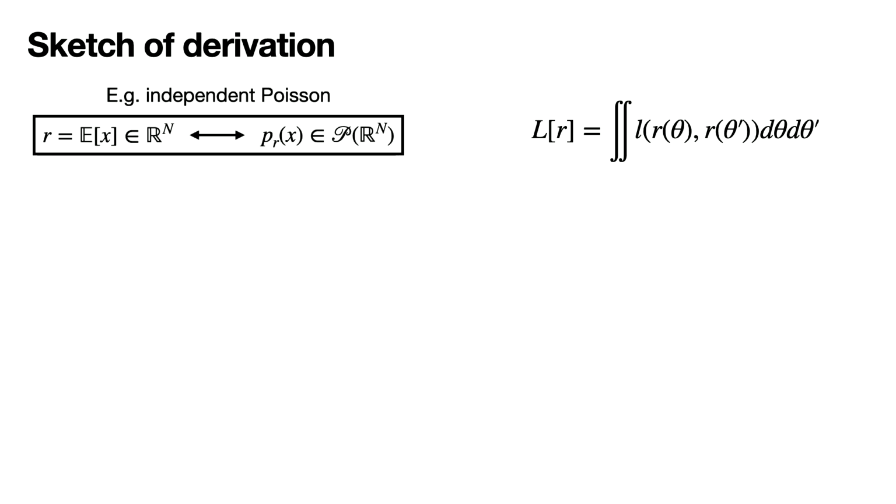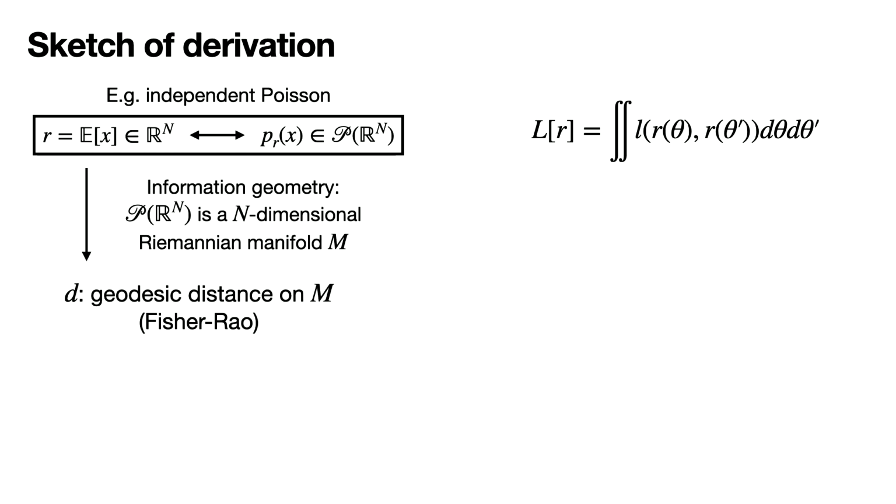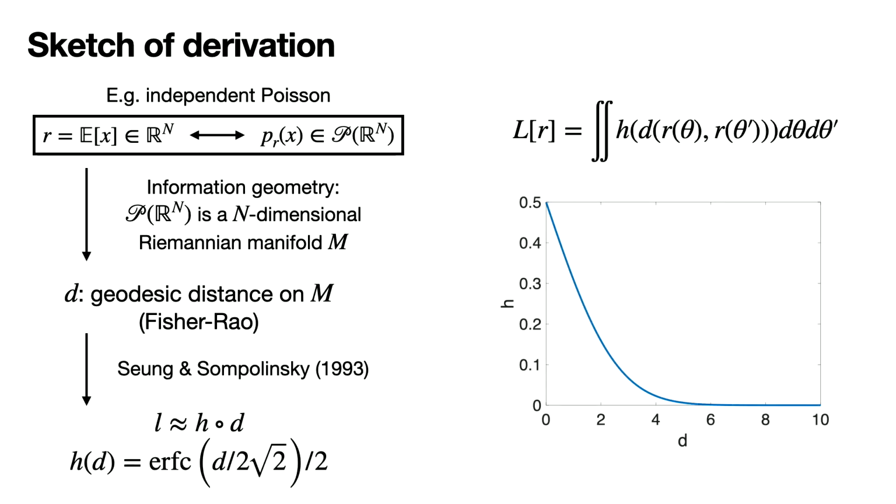Going back to the bijection between the mean response R and the full distribution P of x due to assumptions such as independent Poisson, this says that the space of neural response distributions is an n-dimensional manifold, and we can put a Riemannian metric on the manifold according to information geometry. This gives us an n-dimensional Riemannian manifold M of neural response distributions. We call the geodesic distance on M D, which is the Fisher-Rao distance. Previous work has shown that the classification error L is approximately a function h, shown here on the right, of the Fisher-Rao distance D.